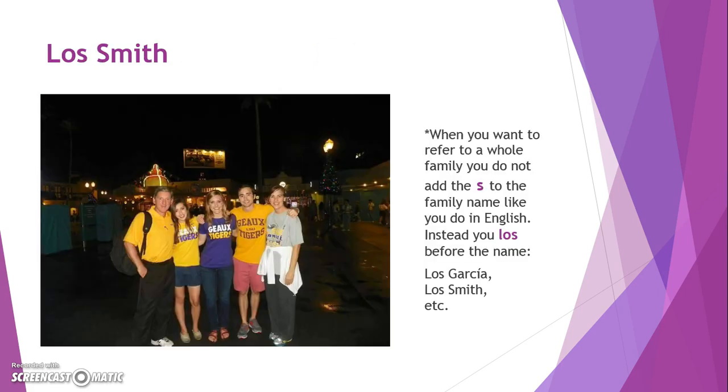Okay? To refer to a whole family, all you're going to do is put los in front of the family. So I put the little note over here. When you want to refer to a whole family, you do not add the S to the family name like you would do in English. Like I used to belong to the Smith family, and if you make that plural, you would just say, we're going over to the Smith's house and add an S. We don't do that in español. Instead, you add los before the name of the family that you're referring to, okay?